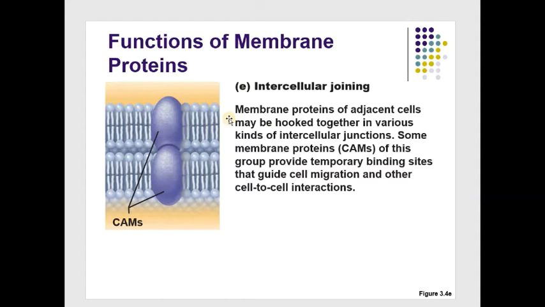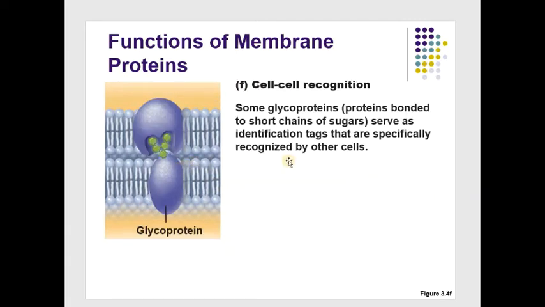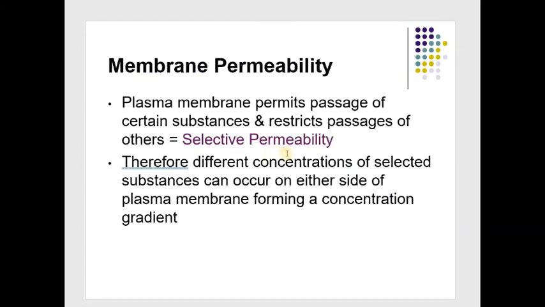We have intracellular joining, so we need some way for two cells to connect to each other. We want some of these cell-to-cell interactions and connections so that the cells can stay bonded and communicate when necessary. And we have cell-to-cell recognition, so we need to be able to recognize self. We need to recognize what cells belong to us and what things are a foreign body. These glycoproteins also float around in the plasma membrane. So lots and lots of different things going on in the plasma membrane. All very complex and all very important.